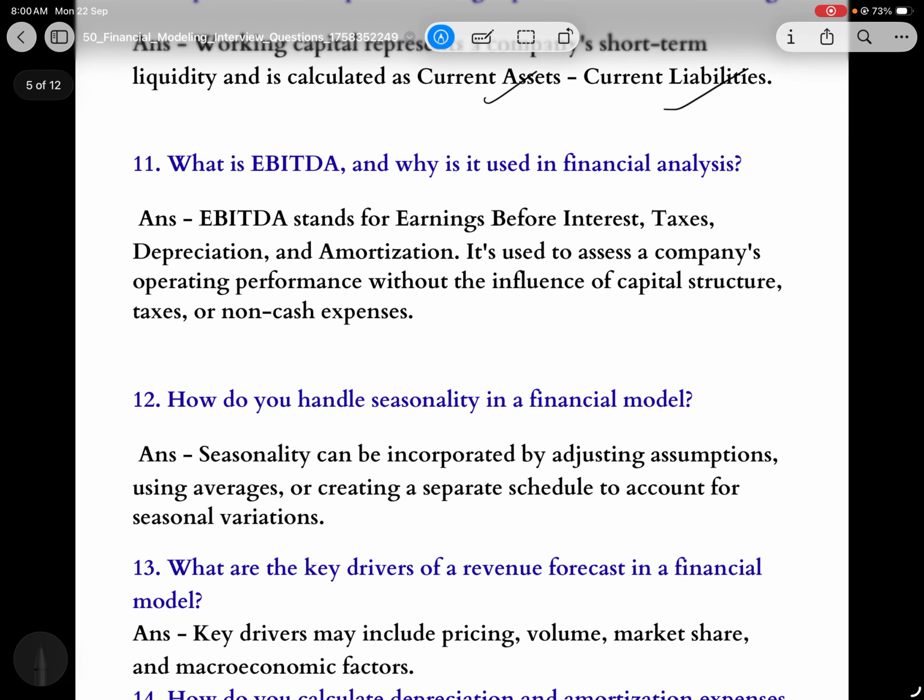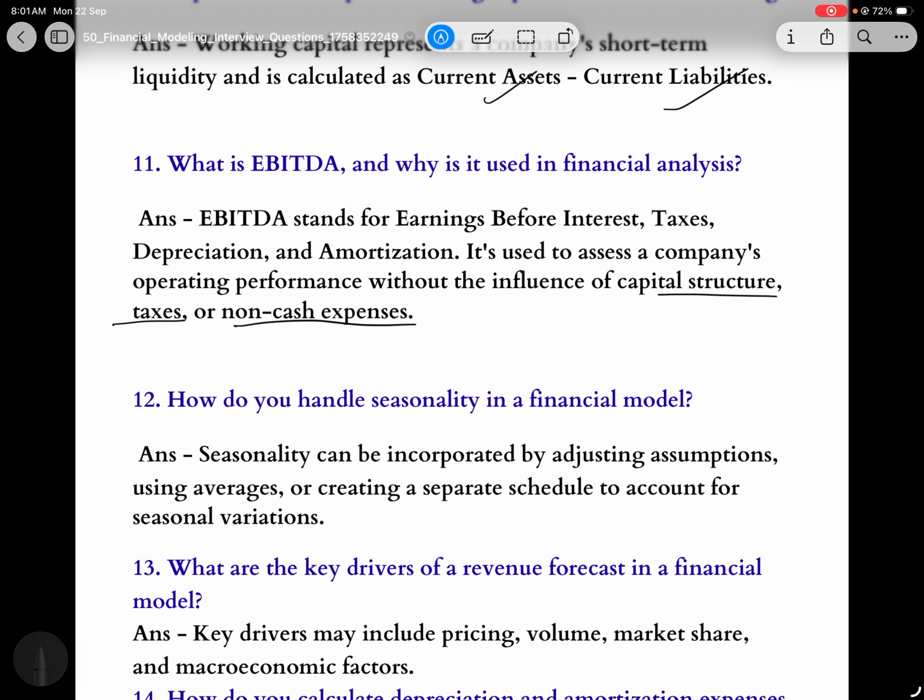So what is EBITDA, right? And why is it used in financial analysis? EBITDA is basically earnings before interest, taxes, depreciation, and amortization. Right. So it is used to assess a company's performance without the influence of capital structure or taxes or non-cash expense. Okay. So it's basically giving us true cash related expenses, without taxes, because tax is dependent on profit itself, right? And without the capital structure.